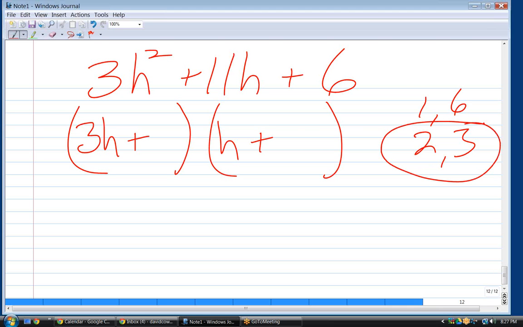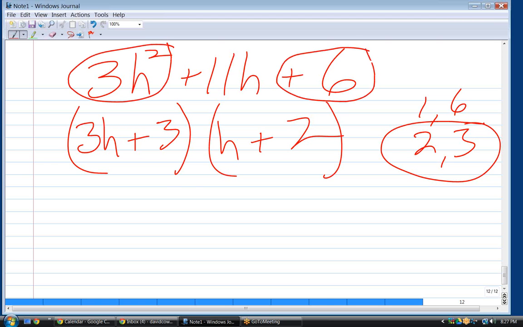Okay, now it's just trial and error. I could try 3 here and 2 there. And again, the only term I care about is the middle term. I've already checked to make sure that term's correct, because plus 3 times plus 2 is 6. The middle term is the key. To check the middle term, multiply the 2 insides and the 2 outsides, you get plus 3h, you get plus 6h. Does that produce the correct middle term?